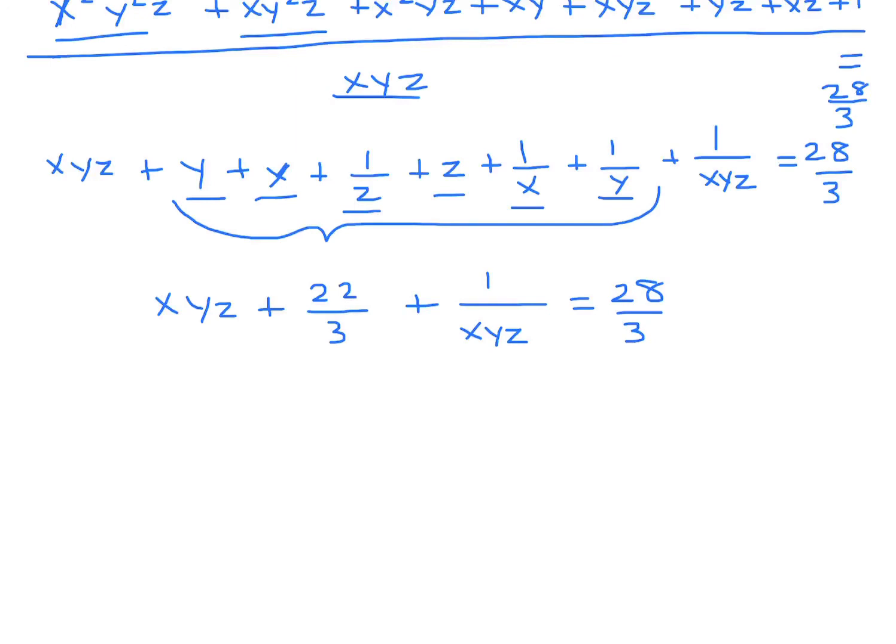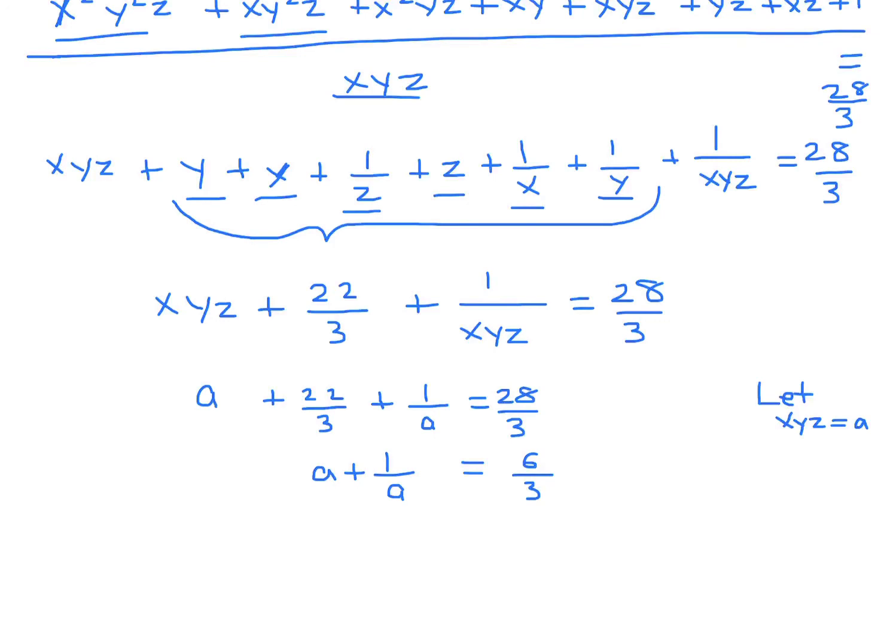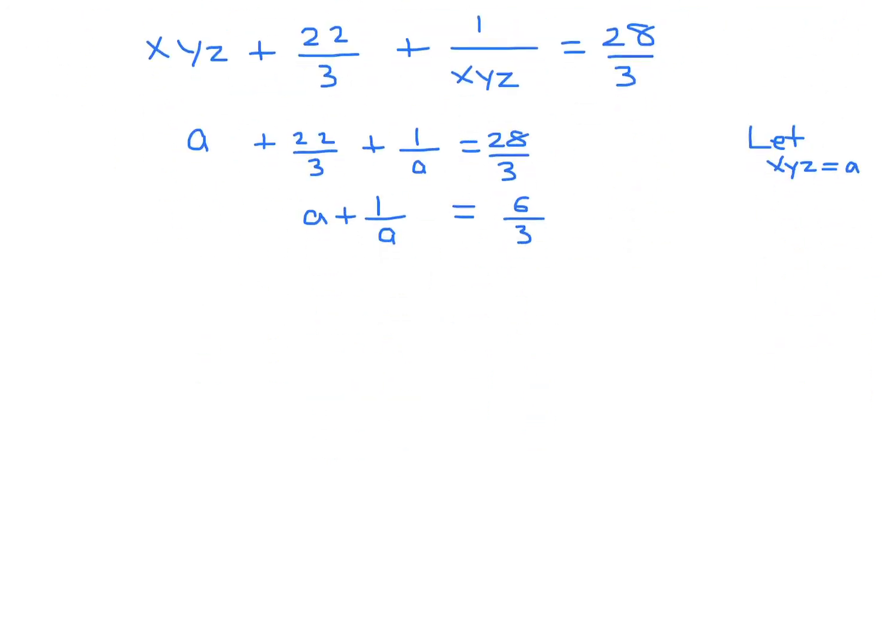What can I do now? I'm going to let xyz equal a just to make it less confusing. A plus 22 over 3 plus 1 over a is equal to 28 over 3. And we can get rid of these fractions, 6 over 3, right? Which is just 2. All right, great. And I can solve for this now. So multiply through by a to get rid of that fraction.